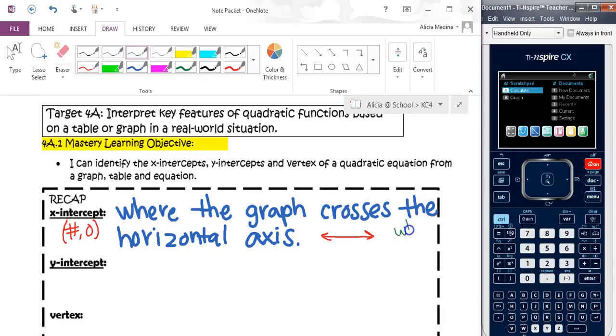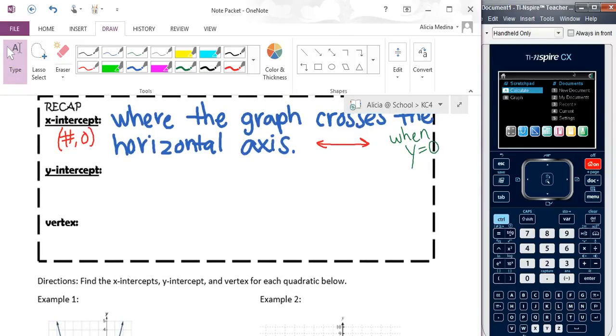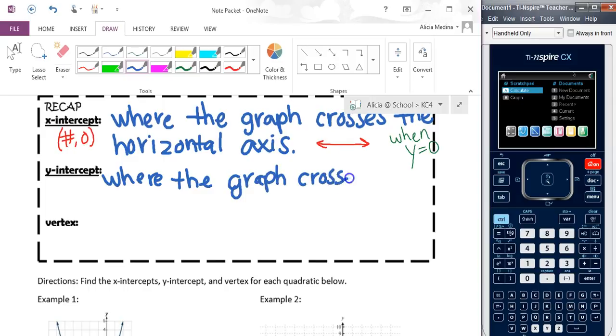So, when y equals 0. A lot of things to remember, but this isn't the first time we've dealt with x-intercepts. A y-intercept is where the graph crosses the vertical axis.